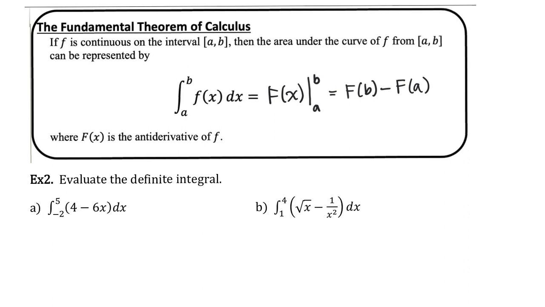Okay, so let me look again. If I want the integral of f of x dx from a to b, I find the antiderivative from a to b, and then I do capital F of the upper bound minus capital F of the lower bound. And that's going to give me the area under the curve from a to b.